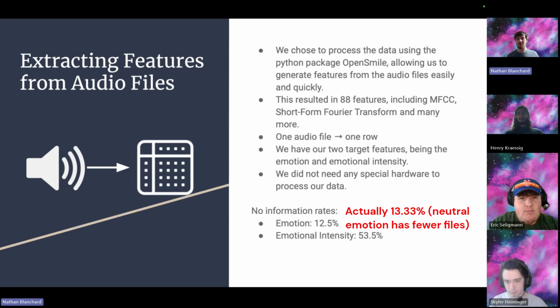For each audio file, the extraction gave us one row in a new data set. We also have our 2 target features, emotion and emotional intensity, and we got those labels from the file names that we talked about previously. We also did not need any special hardware to process our data. Our no information rate for emotion is 12.5% because every emotion has a standard number of audio files in our data set, and for emotional intensity it is 53.5% because the neutral emotion did not have a strong intensity level. It was just the normal intensity level.